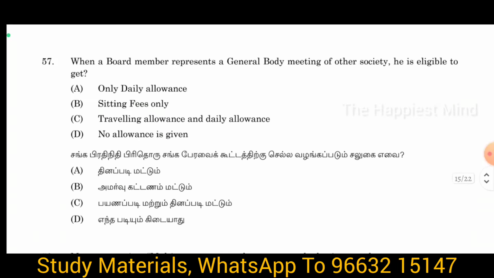Question 57. When a board member represents a general body meeting of other society, he is eligible to get dash. Answer is option A, only daily allowance. So he is eligible to get only the daily allowance.